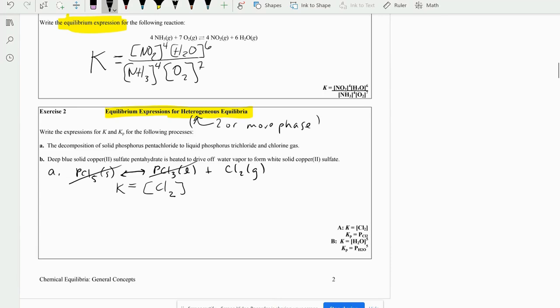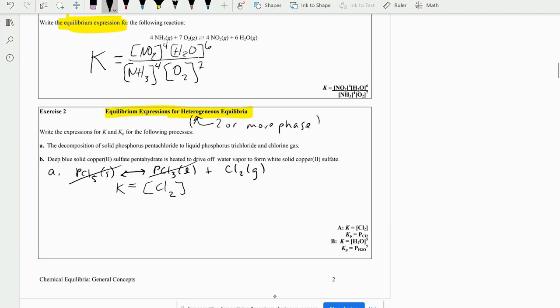By the way, I apologize. This reaction was already balanced, but that is definitely something you need to check. Remember, we raised the concentration of that substance to its coefficient, so make sure it's balanced. I forgot to do that, but thankfully it is. So this would be our equilibrium expression for the first reaction, okay?